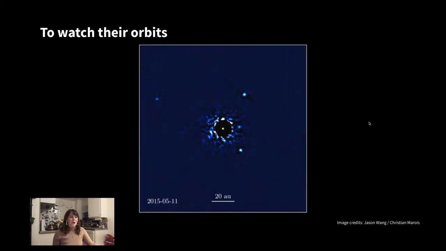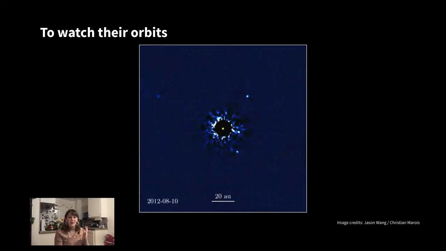Another cool thing with imaging is you can actually directly see the orbits of the planets. So with other indirect methods, you are trying to see all these signals and disentangle them to figure out what these different orbits of these planets are. But with imaging, it's as simple as plainly seeing it.